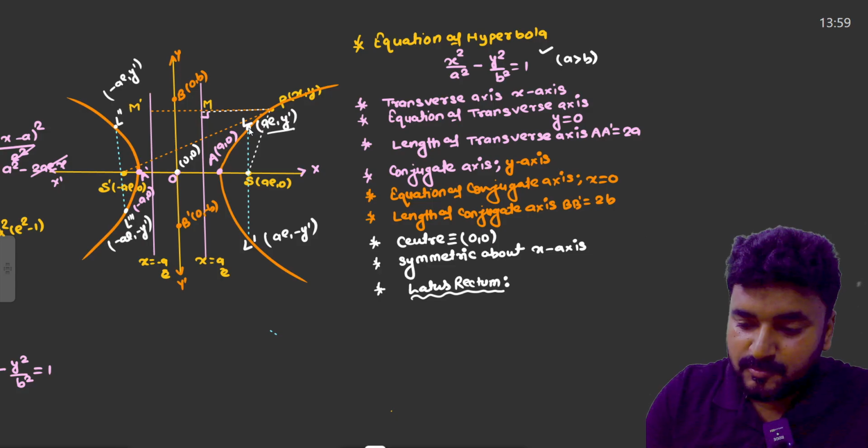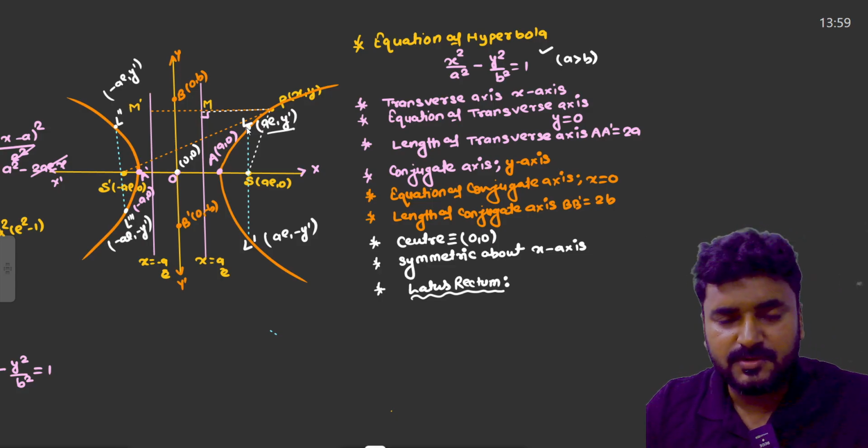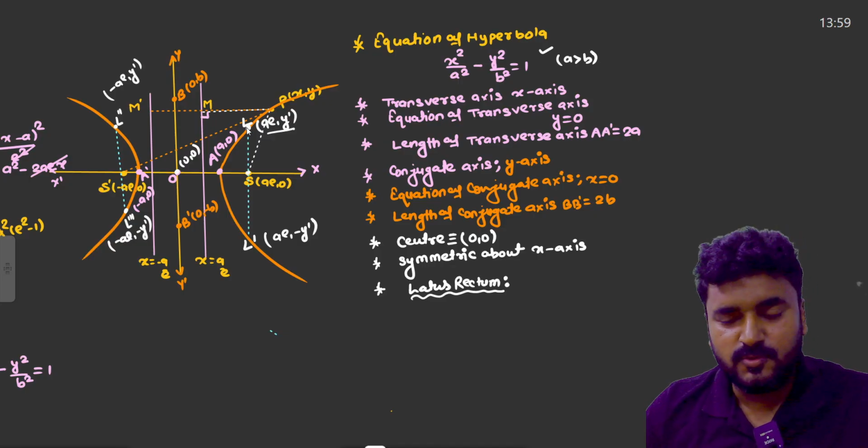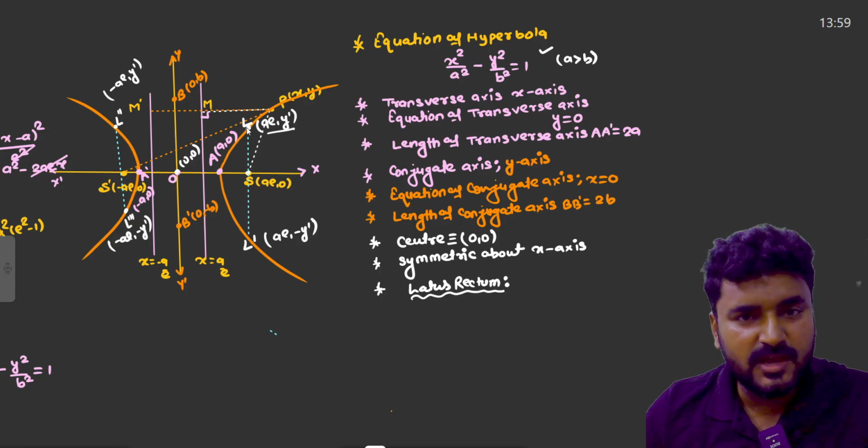Because this point L is lying on the hyperbola. So any one of them, L, L dash, L double dash, L triple dash, we can take any point of these 4 points and put it in the equation of the hyperbola. Why? Because it is lying on the hyperbola and it will satisfy the equation of the hyperbola.